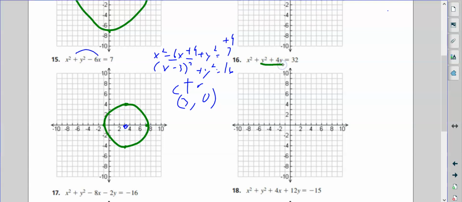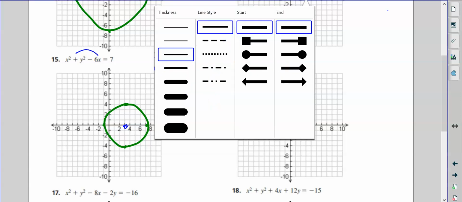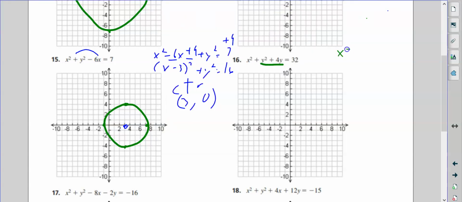Okay, this one is already grouped together. So we're going to say x squared, which means we know the center is 0 something. So x squared plus y squared plus 4y, leave a space, equals 32. So down here, we're going to take y, half of this, plus 2, squared, which means we're going to put plus 4 here and plus 4 here.